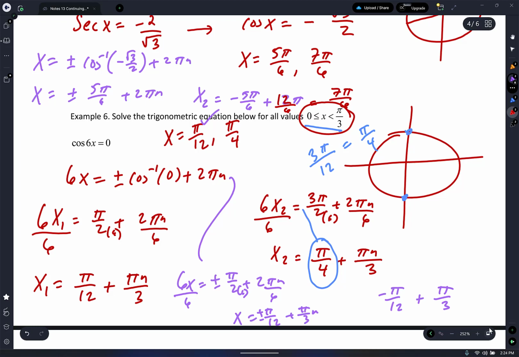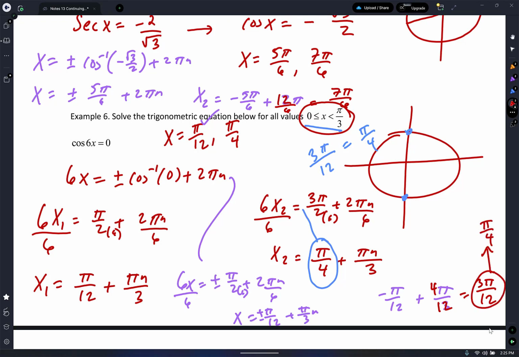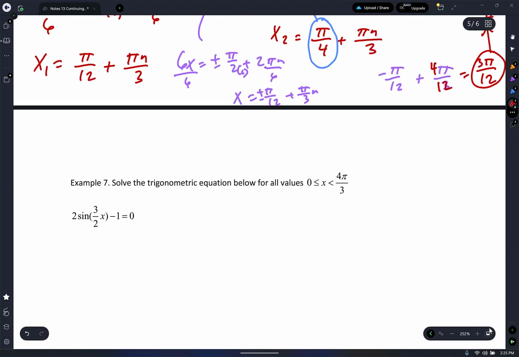And then check it out. I'm going to multiply by 4. So 4 over 12, right? 3 times 4 is 12. And then negative pi plus 4 pi, that's your 3 pi over 12. And OMG, 3 pi over 12 reduces to pi over 4. Do you guys see how that works? So it doesn't matter how you do it. If you use your formula, or you go with a little bit of logic, it's the same.